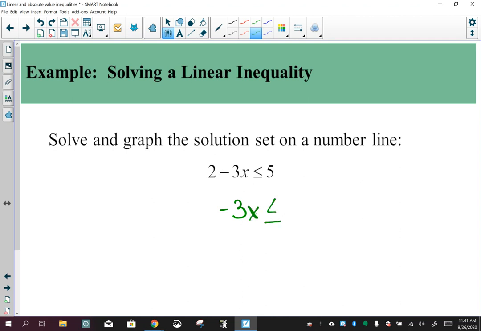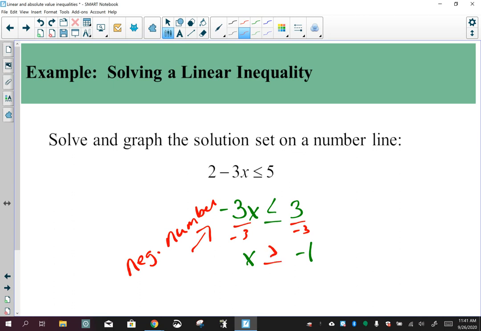And so when I do that, I get a 3 over here. And then we're going to divide by a negative 3. And so I get x is equal to negative 1. But because I divided by a negative 3, remember, this is a negative number. Since I am dividing by this negative 3 on both sides, that means my inequality sign here is going to be flipped. So this is what I am really looking at.